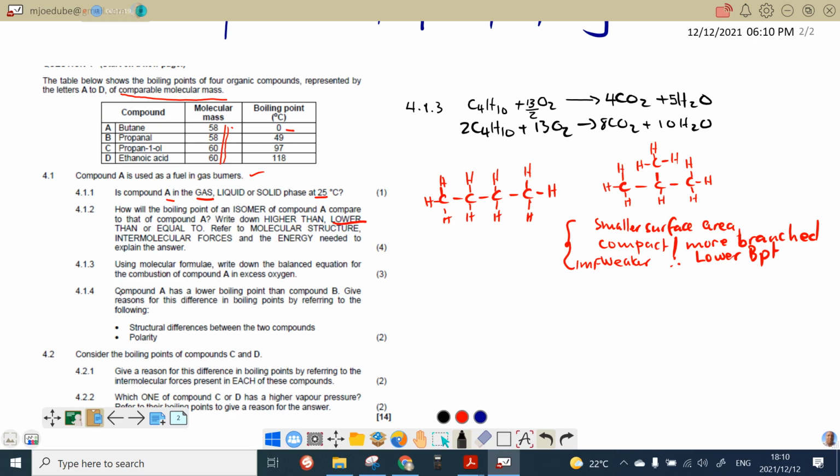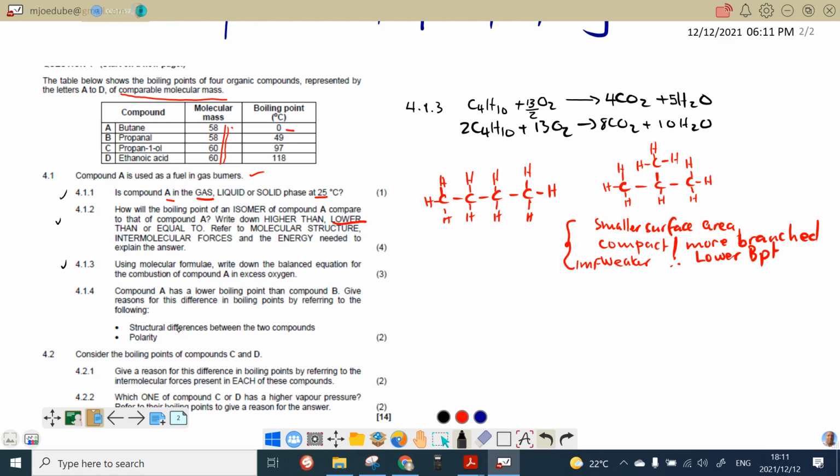All right, and then 4.4, compound A has a lower boiling point than compound B. They have the same mass, but they are different. Propanal is an aldehyde, and the other one is a hydrocarbon, which is an alkane. And then give reasons for this difference in boiling points by referring to the following: structural differences between the two compounds, and also the polarity.